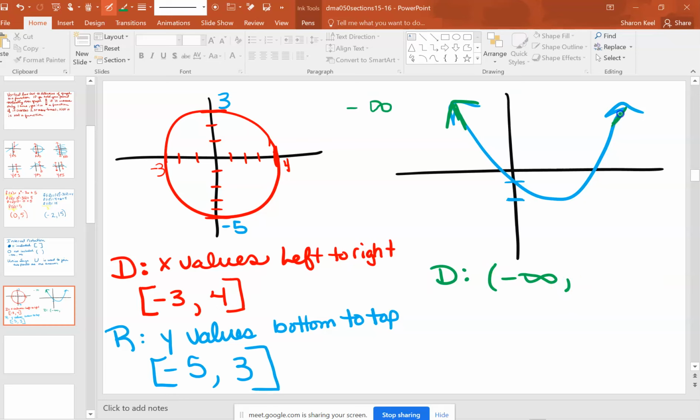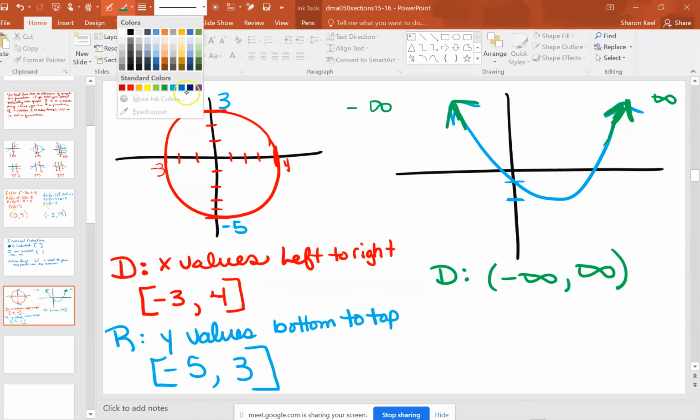For the domain going to the right, as you see, this line here is going to continue on and on and on. So as you continue to the right, that is positive infinity. And we always use parentheses with the infinity, left to right.